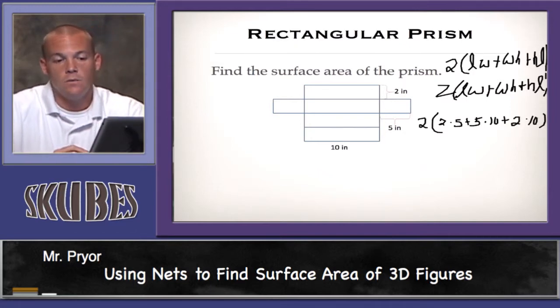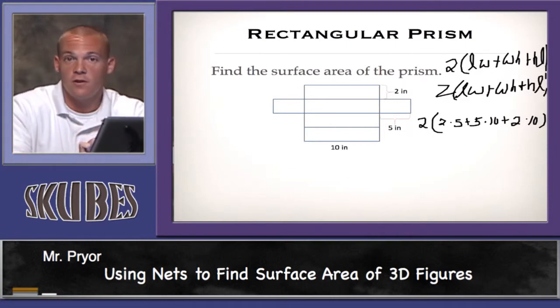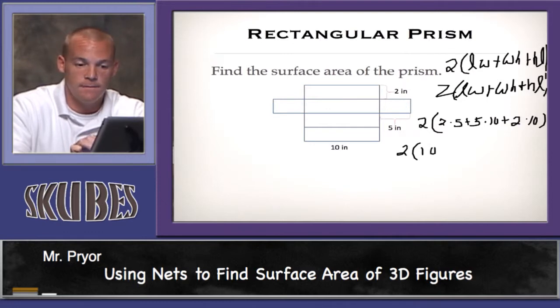All right. We do all of that math and then multiply everything by 2. So inside the parentheses you have 2 and 5. So 2 times 5 is 10. Added to 5 times 10, which is 50. Added to 2 times 10, which is 20.